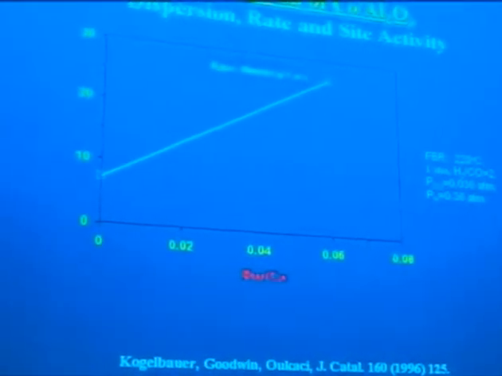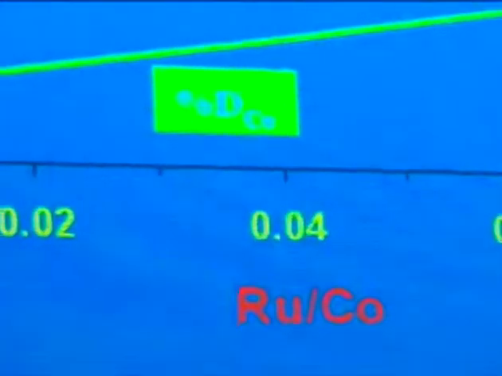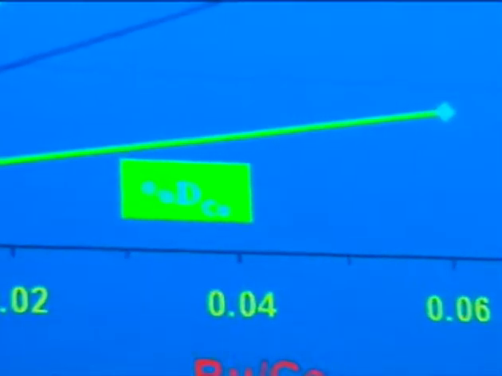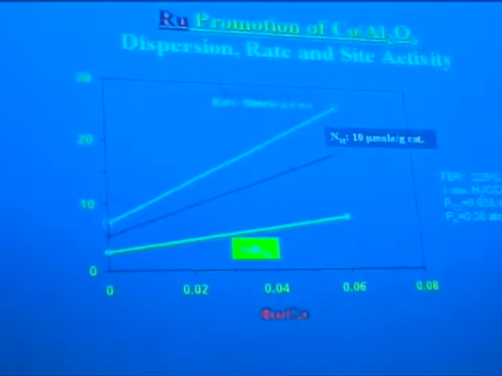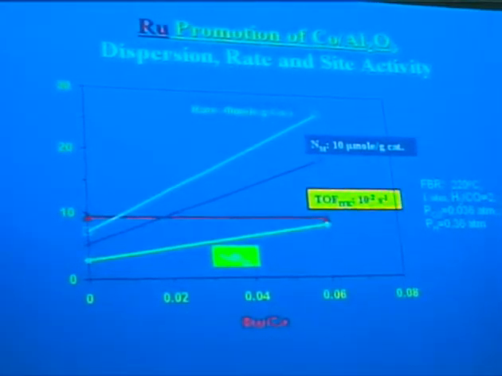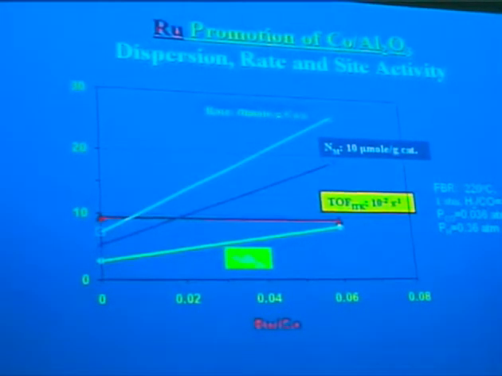Okay, the rate goes up, no surprise here, and of course I'm plotting a few data points, but it's based on a lot more studies than this, but that's not surprising. The dispersion goes up, or at least the chemisorption that you can measure goes up. That's not surprising. The number of surface intermediates goes up. Not surprising. You've got more surface area. But if you look at the turnover frequency based on the number of intermediates, it doesn't change at all, which says that the sites are not being affected by the ruthenium in terms of rate.